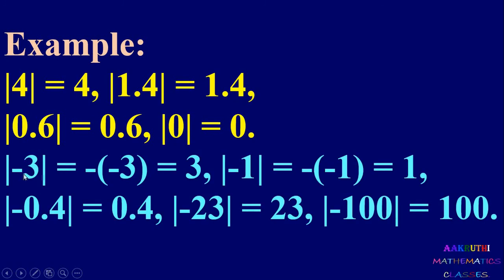Now consider mod of minus 3. Mod of minus 3 is minus of minus 3. Since the number is negative, we multiply that number by minus. So mod of minus 3 is minus of minus 3, and the answer is plus 3. So mod of minus 3 is plus 3.